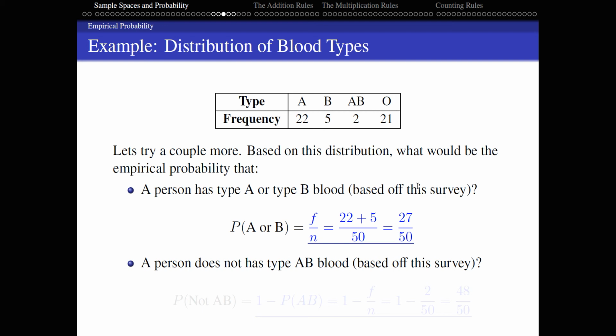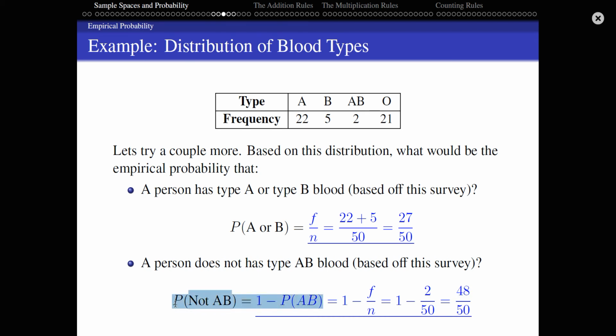Pause it and give it a shot. Now there's two ways to look at this. You can either say, well, AB blood is this one, not AB is O plus B plus A. I'd have to do all three of those. Or you can look at this using the complement that we looked at last time. The probability of the opposite of AB, this is like E bar, is 1 minus the probability of having AB. So the probability of having AB is 2 divided by 50, and 1 minus 2 divided by 50 is 48 divided by 50. So this is using our complementary events rule.